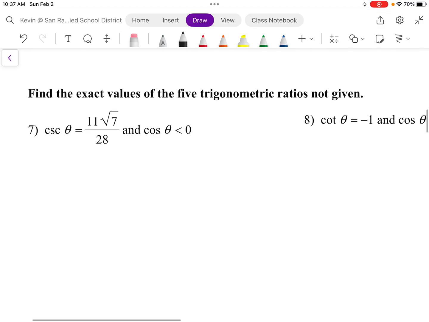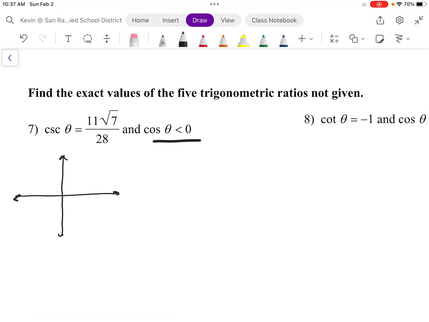Okay, find the exact value for the 5 trig functions given ratio is not given. So we're given the cosecant, and we're told that cosine theta is less than 0, so it's negative. So when we draw our triangle, and we are drawing a triangle since it's on the unit circle, cosecant is opposite over hypotenuse. So we're going to draw it in the second quadrant, since we know our x value is going to be negative.